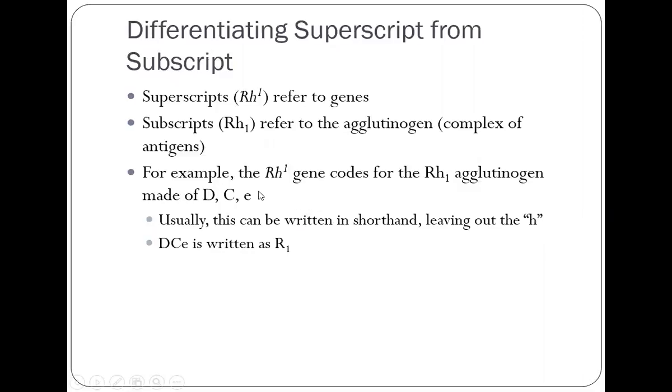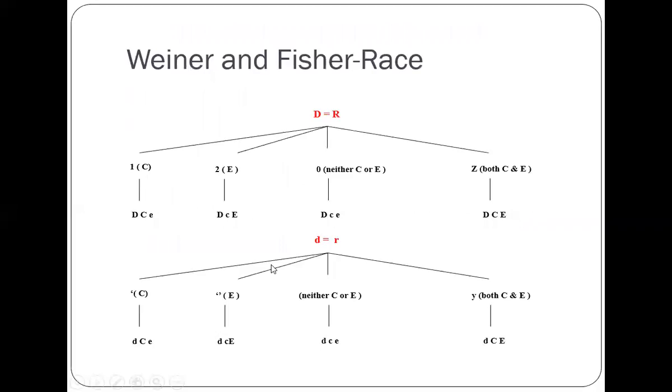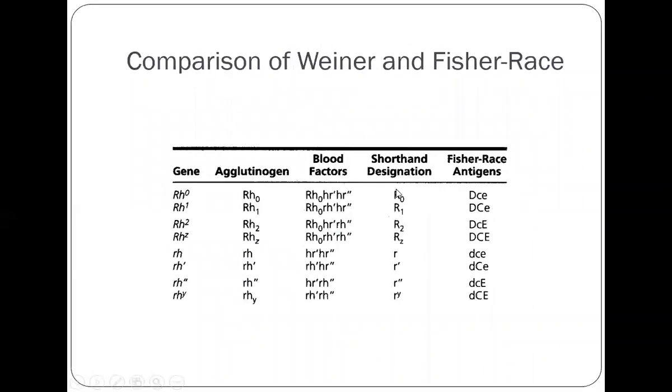So usually this can be written in shorthand, which would leave out the little h. So big D, big C, and little e is usually written as just R1. So the shorthand versions, if I go back on this chart, they drop all of the h's associated with the agglutinogen, and they just keep the R format.